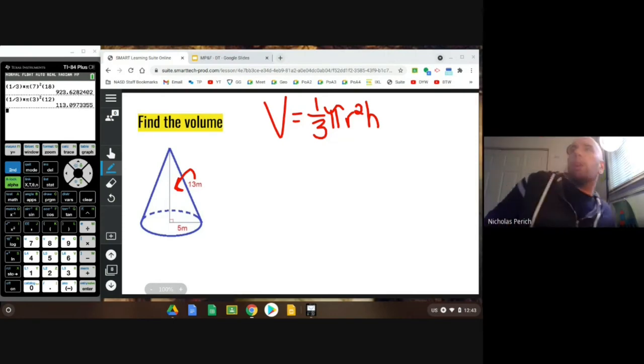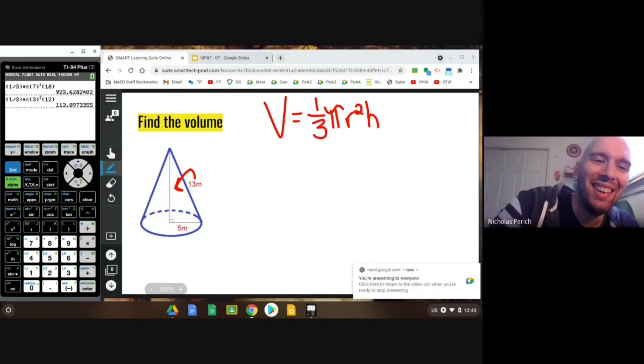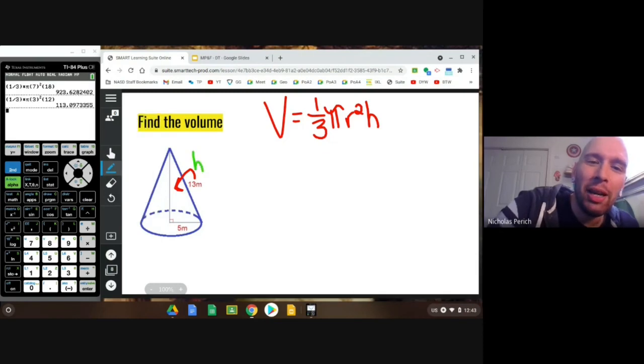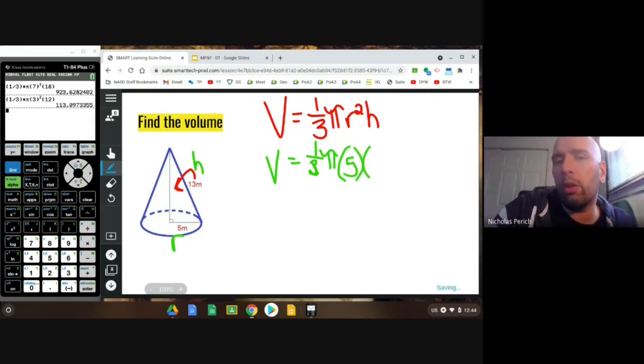All right, let's see where we are. We're a little all over the place with this one. All right, well, 13's my height. 5 is my radius. V equals 1/3 times pi times radius, which is 5, times height, which is 13. And what did I forget to write out?